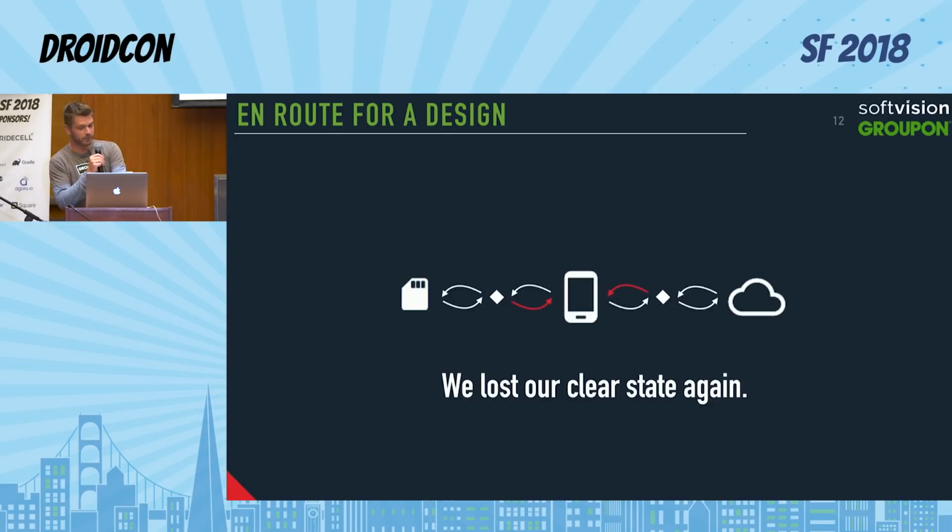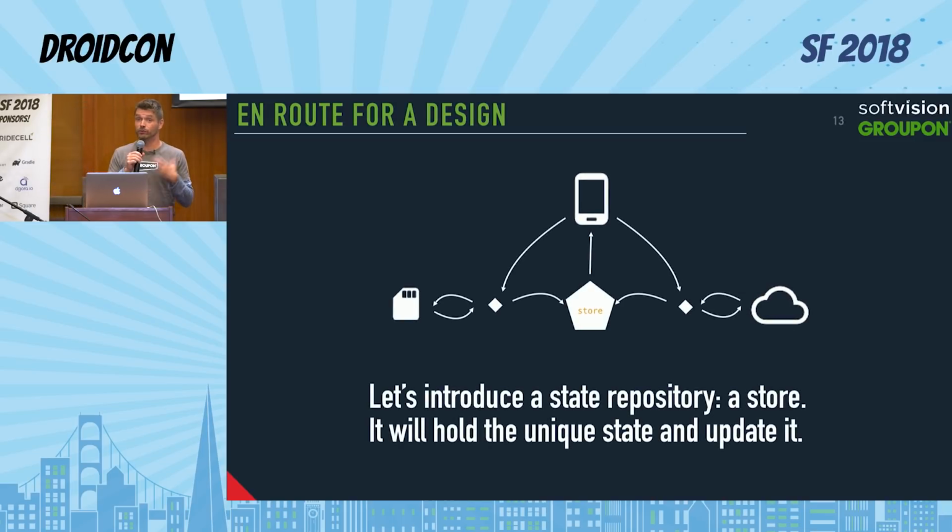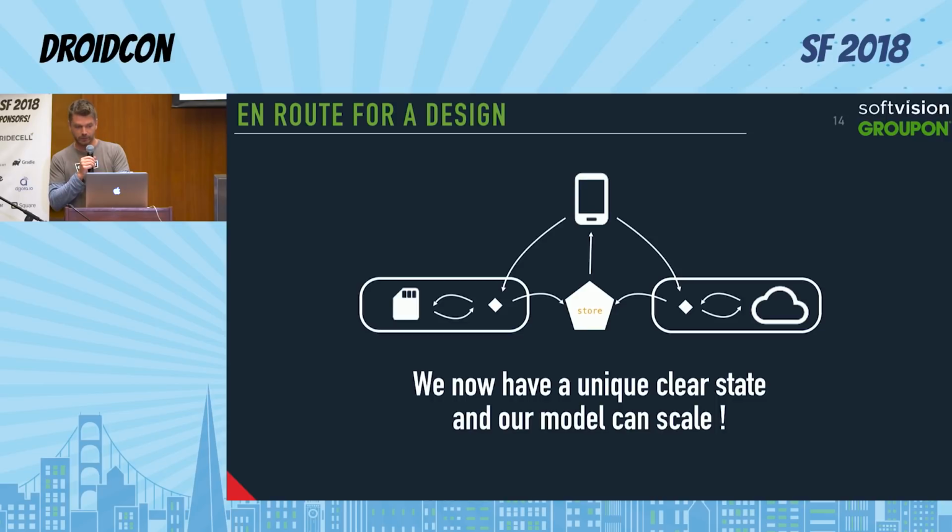So to address this problem, we're going to introduce a state repository, which we call the store inside Grox. This state repository, or this store, is going to be the unique source of truth inside your application. It's going to be the only component that stores the unique state of the application. So that's quite a constraint, but you'll see it makes things much easier. So the responsibility of the store is going to hold the state, but also to update it and to notify some other parts of the UI that the state has been changed. So now we have a unique clear state, and yes, our model can scale because we can add more operations and they will just work in the same way as these two first ones.